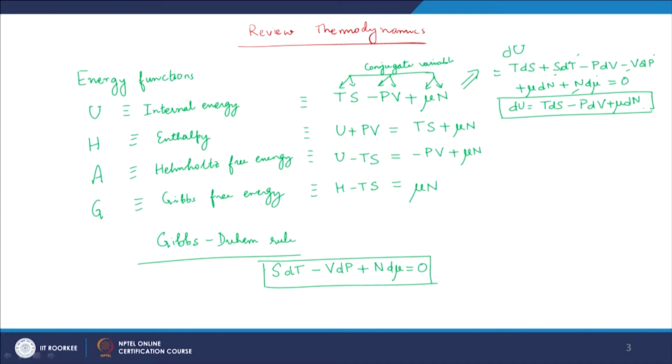Okay. So, now we can go on. So, dH becomes dU plus d of Pv, which is P dV plus V dP, which gives me dH is equal to T dS plus V dP plus mu dn.